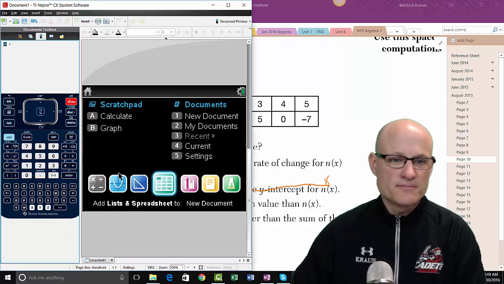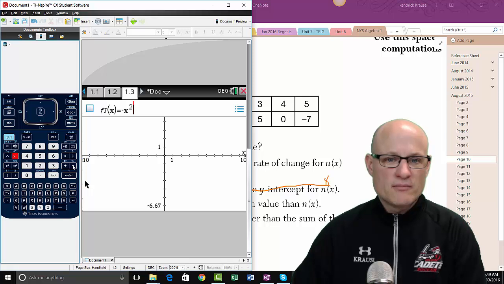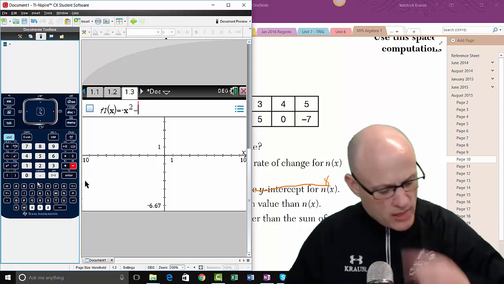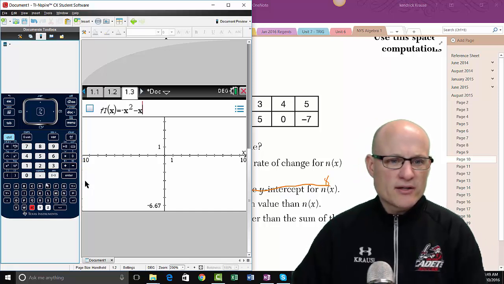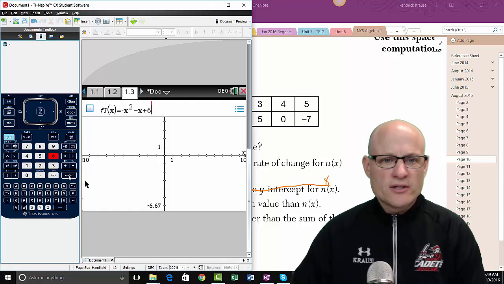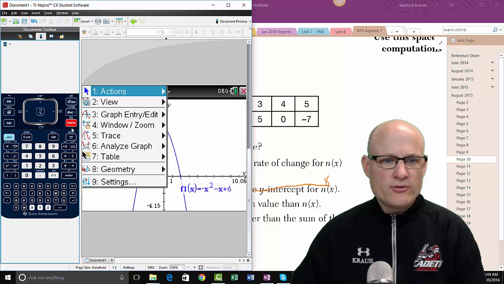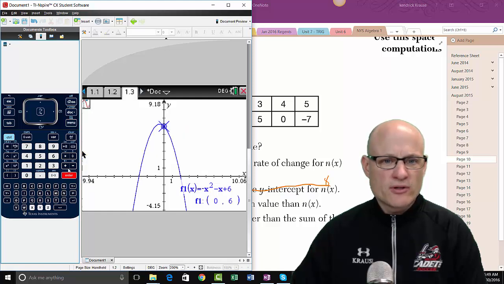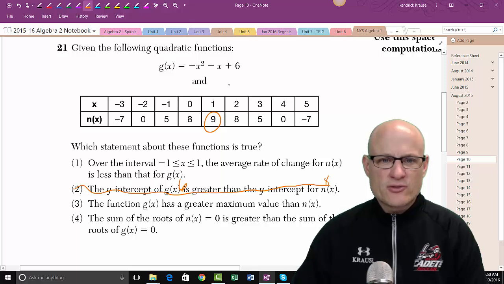So let me go into graph mode. Negative x squared minus x plus 6. Enter, let's see. Menu 5, graph trace, and let's see what the maximum is here. It should say max. Oh, wait, there it was. Maximum is at 6.25. So this one has 6.25 as a max. And no.